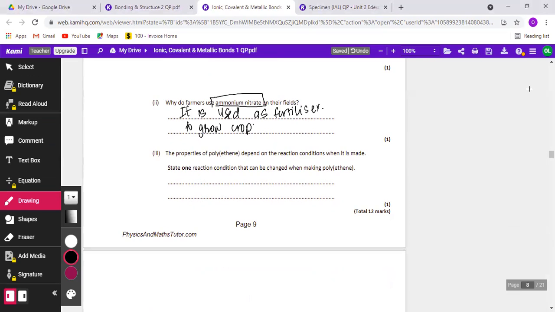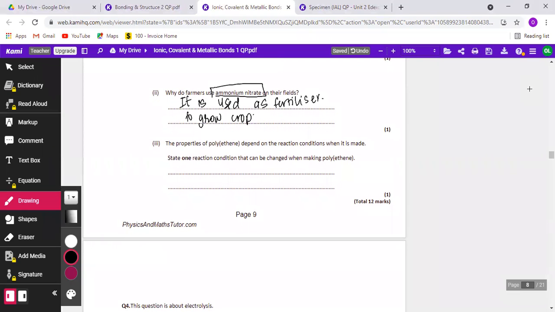Yes. The properties of polyethylene depend on the reaction conditions when it is made. State one reaction condition that could be changed when making polyethylene. So you can always change the conditions. For example, we can change the pressure, we can change the temperature. Now reread it, and if you want to ask any questions, please do.